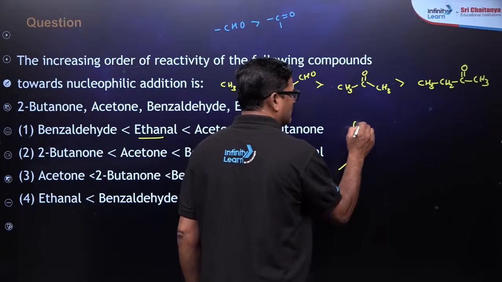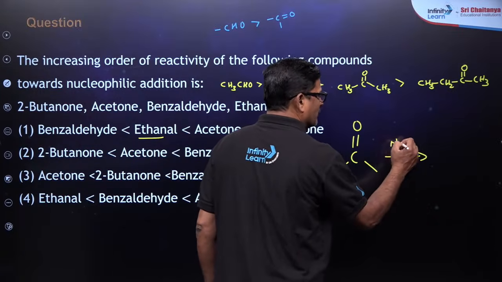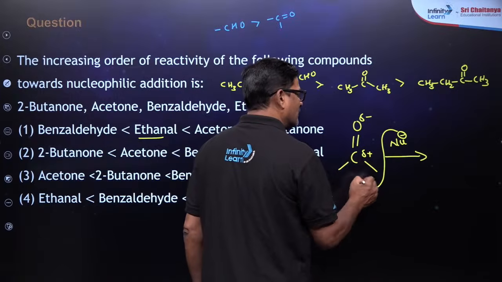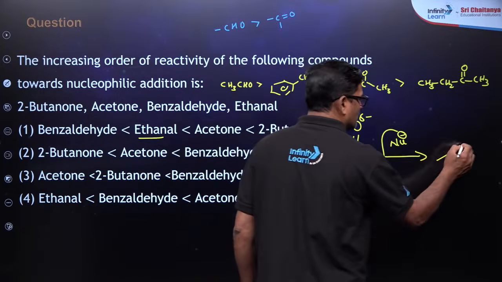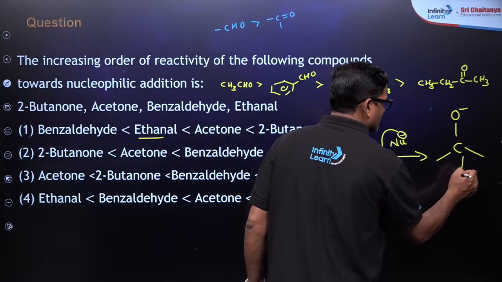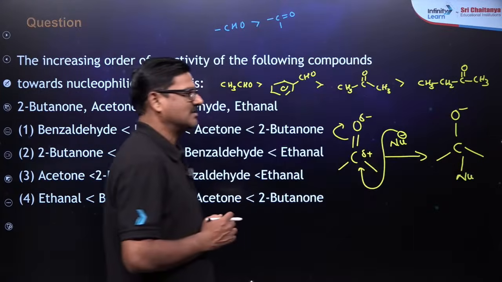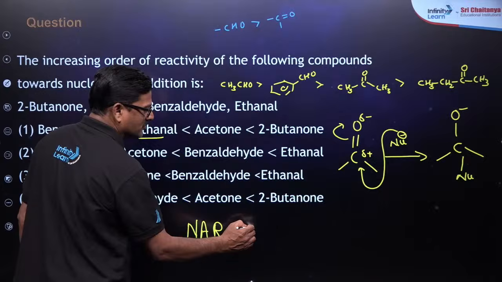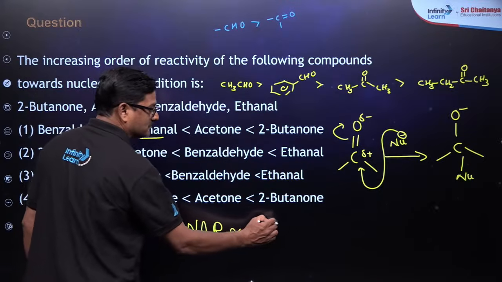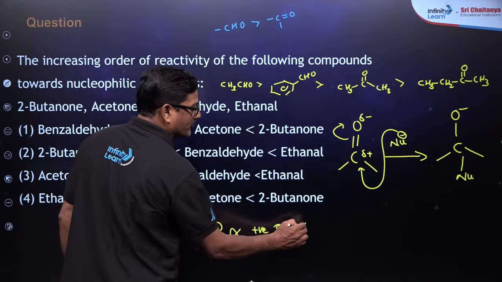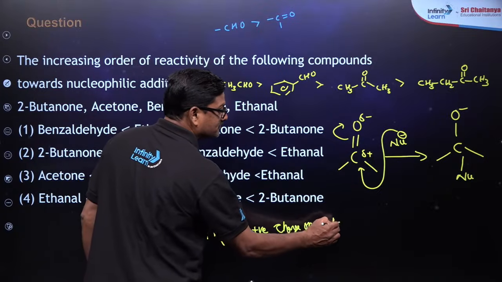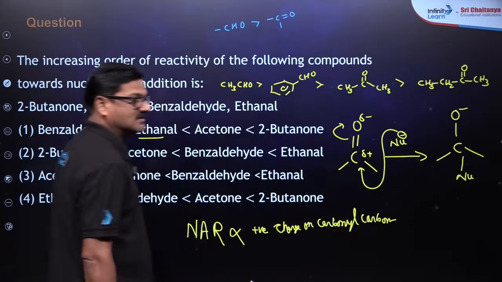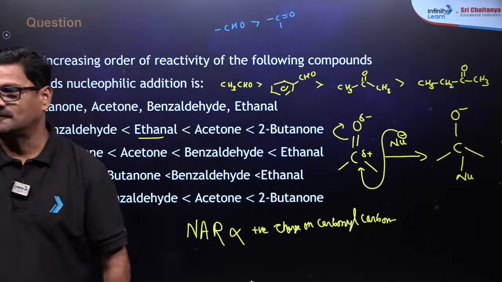Whenever C double bond O is attacked with a nucleophile, there is a partial positive charge and a partial negative charge, and the nucleophile is going to attack here. This is what is called a nucleophilic addition reaction. Nucleophilic addition reaction is directly proportional to the positive charge on the carbonyl carbon. That is the first criterion you need to take into account.